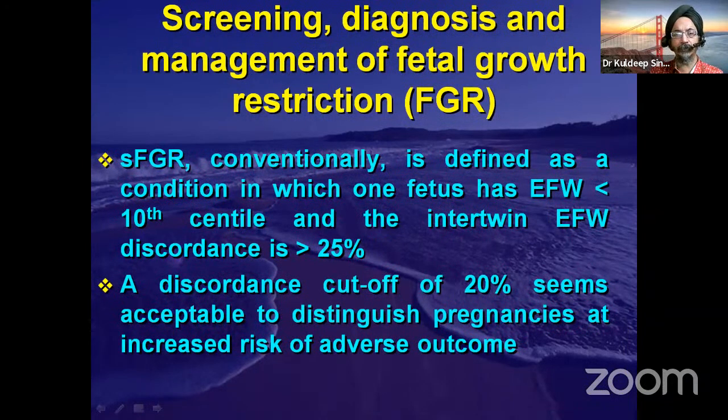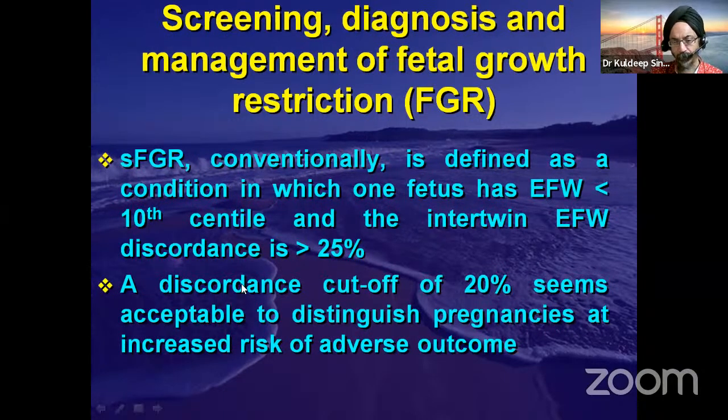The other complication we need to be watchful for is FGR. Selective FGR is defined as a condition in which one fetus has a weight below the 10th percentile, or the inter-twin discordance is more than 25%. At the discordance, we normally have a cutoff at 20%, and I'll tell you how we are going to be doing that. This distinguishes pregnancies which are at an increased risk of adverse outcome.